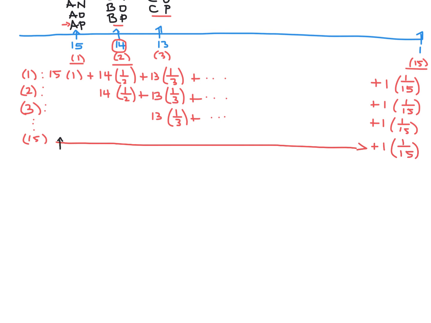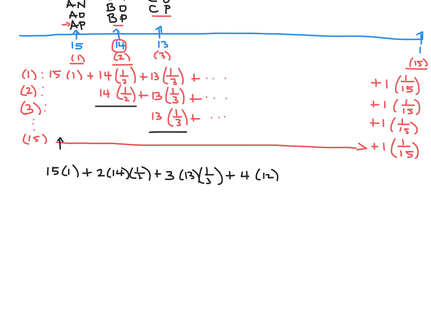So this guy looks like to me 15 times 1. These guys look like 28. Well, let's just write it as 2 times 14 times a half, which is essentially what it is. And then these guys look like 3 times 13 times a third. And even though I didn't do it, I can guess the next one will be 4 times 12 times a quarter. See, there's a pattern there.